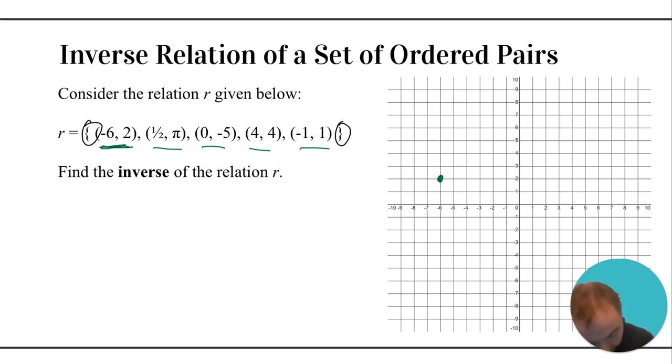And then we also have (π/2, 0), (-5, 4), (4, 4), and (-1, 1).